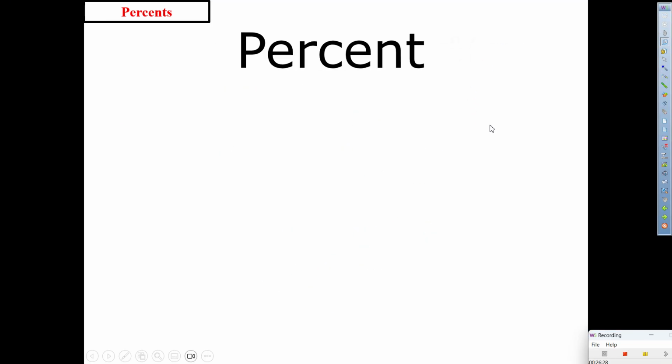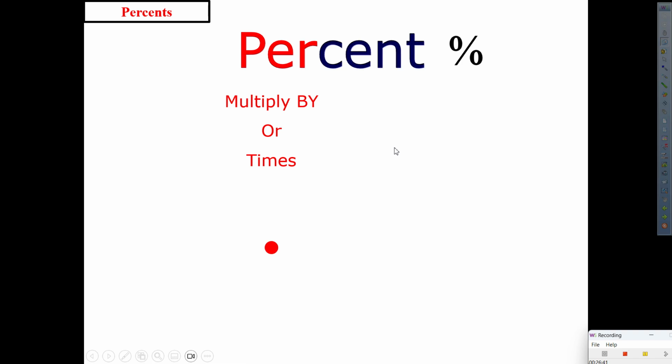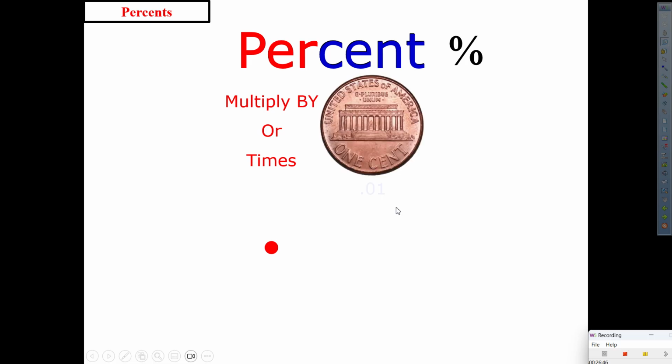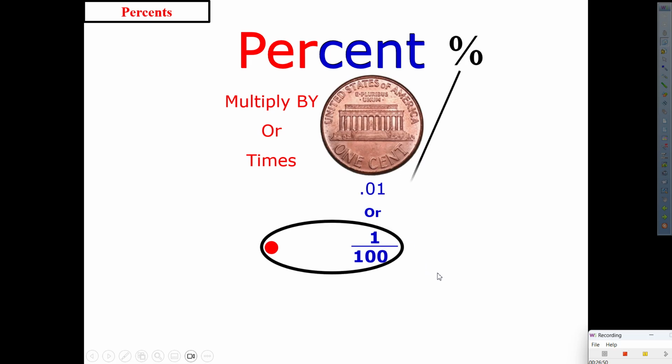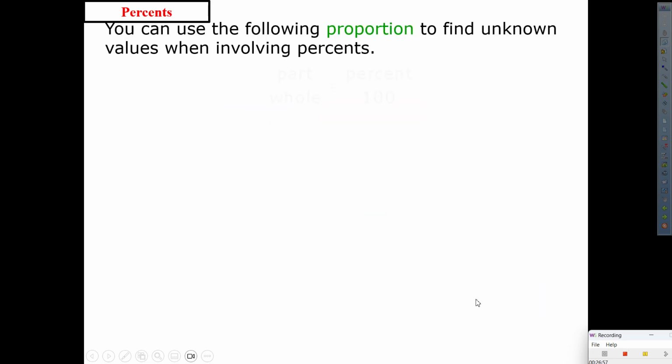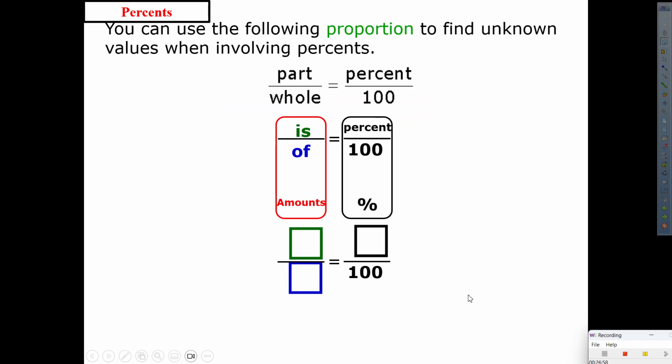This is going to go pretty fast. Percent is a compound word. Focus, please. Per meaning multiply by or times. Cent means, you heard cent before, right? Yes? That's a cent. Out of how many in a dollar? 100, right? That's why we can write that as 1 over 100. So if I was to say 25%, that means 25 times 1 over 100. Okay? So, copy this last problem, please.